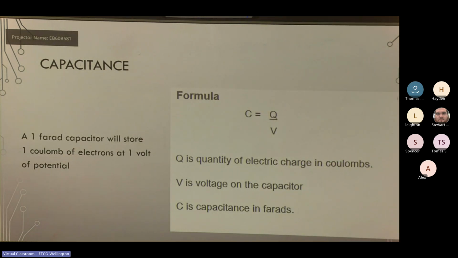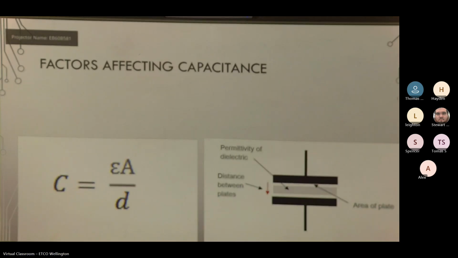So we went over the formula, being capacitance equals quantity of electric charge divided by voltage. But you won't need to use this formula too much because most of the time you'll be given capacitance. Then we talked about the permittivity of the dielectric, and that little 3 symbol is what it is. Area of the plates and distance between the plates are all the things that are factors in capacitance.